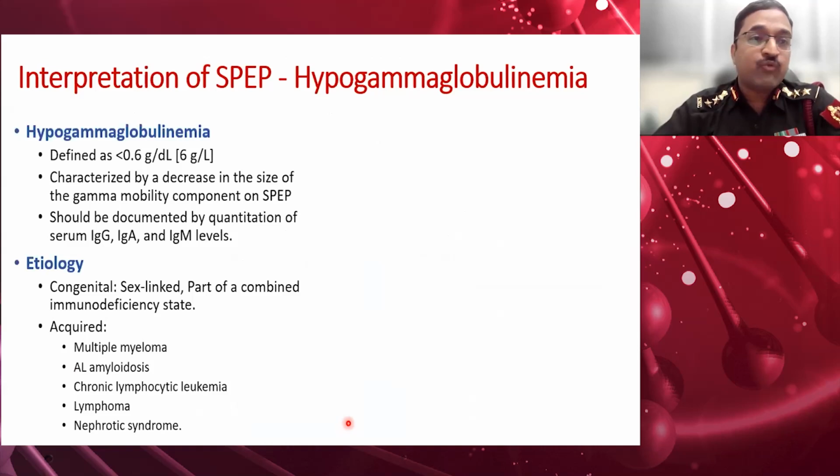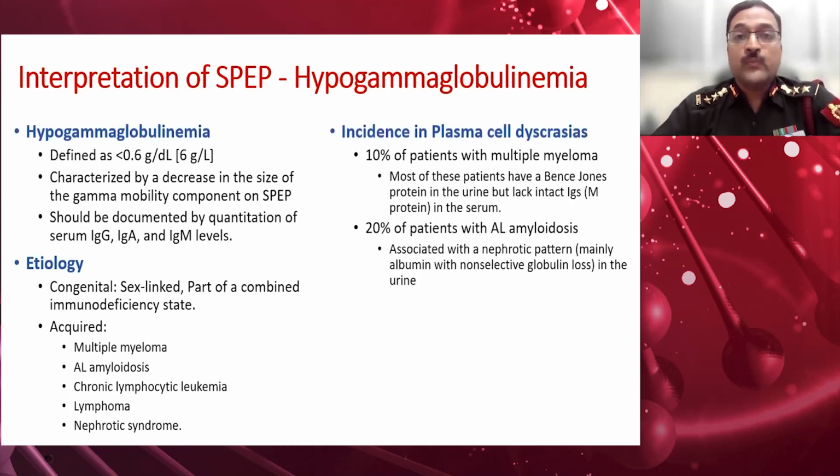It can be caused by multiple problems, primarily myeloma, AL amyloidosis, CLL, lymphoma, and nephrotic syndromes. The incidence is up to 10% in patients with multiple myeloma and 20% in patients with AL amyloidosis. It is because of a condition known as immunoparesis, which takes place in patients with plasma cell dyscrasias, wherein the normally producing immunoglobulins are suppressed by the clonal plasma cells, thus leading to overall non-selective globulin loss.